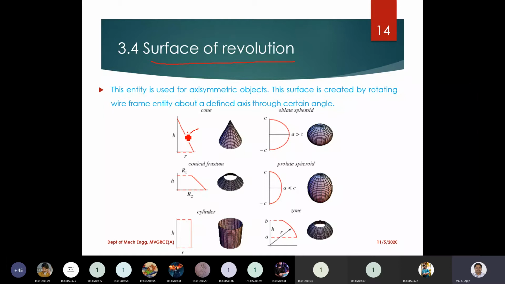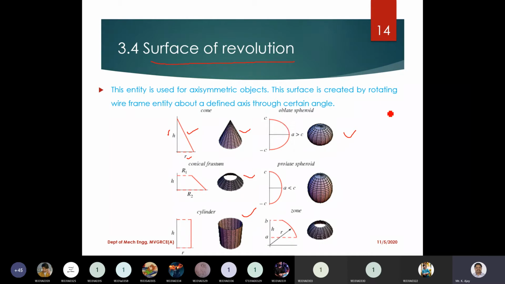Of course, the height you can get directly from the straight line itself. So that height is represented like h, and the radius is represented like r. So by rotating an inclined straight line about a vertical one, I can get a conical surface. Similarly, the conical frustum, cylinder, and similarly oblate spheroid. Oblate spheroid, nothing but a simple spherical surface, means a semicircle.